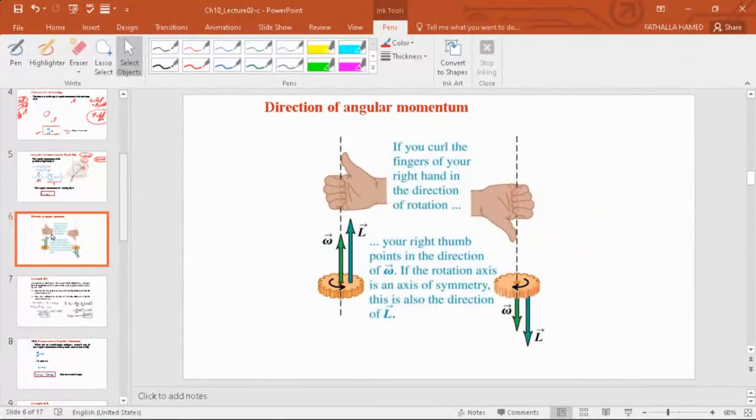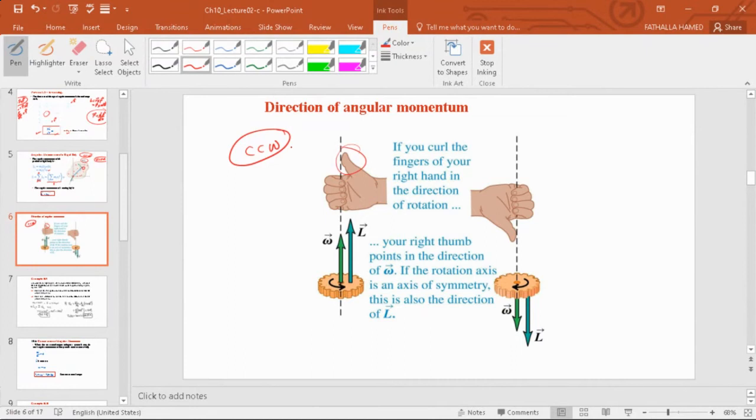Now you're going to use the right hand rule, and we've seen this before. Don't use the left hand, use the right hand. You curl your fingers in the direction of the rotation. In this case, if you look at omega here, it's rotating counterclockwise, and your thumb is pointing up.